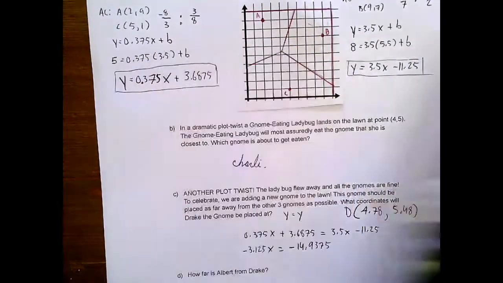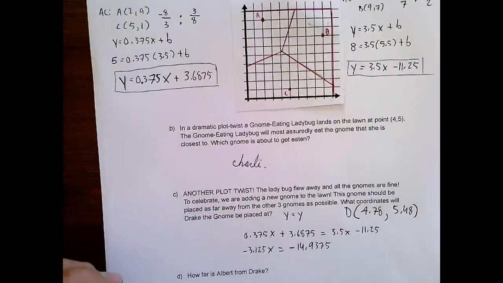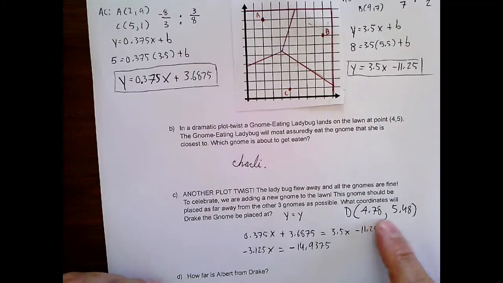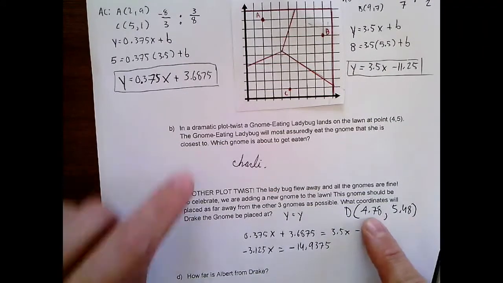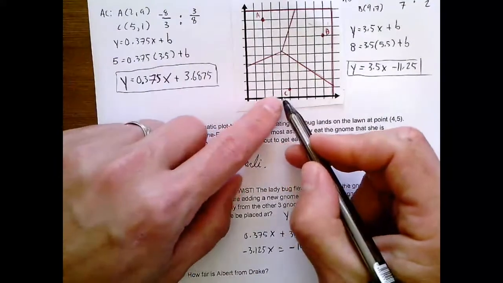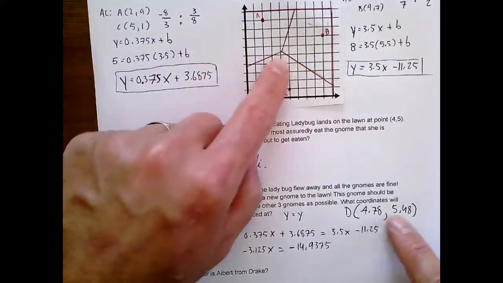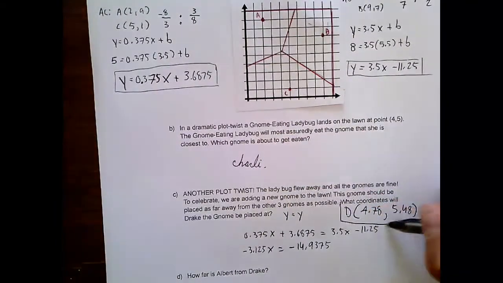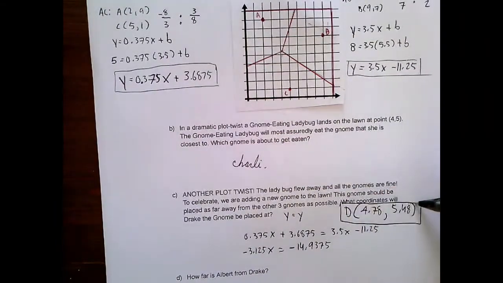Let me show you what I'm saying here. Look. Oh, wow. Hit on my button, sorry. Look. D, our answer, Drake's at 4.78 and 5.48. And if you look at this, 1, 2, 3, 4, just past 4 up there, and just past 5 right there. So that checks out. That passes our sanity check. Great job. So that's where he's at.